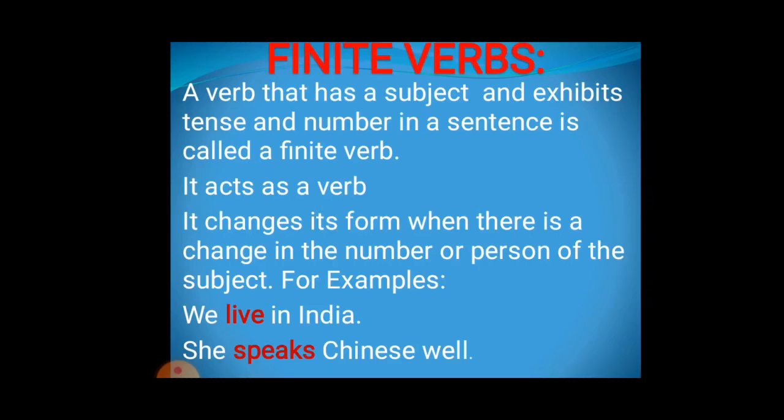Number, you see the second example, she speaks Chinese well. Now here she is a singular subject and third person also. So here the verb form will be speaks. We cannot use speak. So here we saw that the form of the verb changed. Same way, if we have to write in the past tense, we have to write like she spoke Chinese, isn't it? So these finite verbs are the verbs which can change their form.